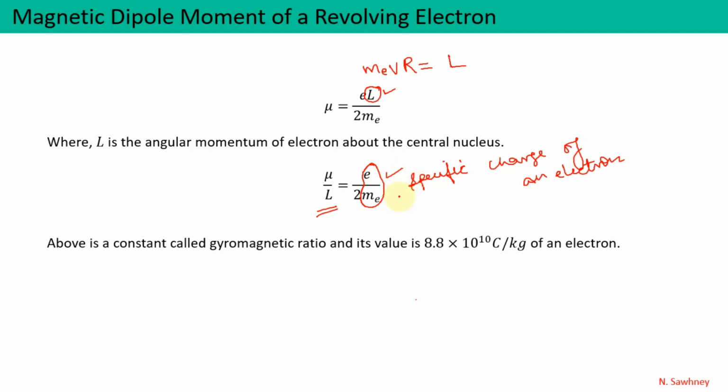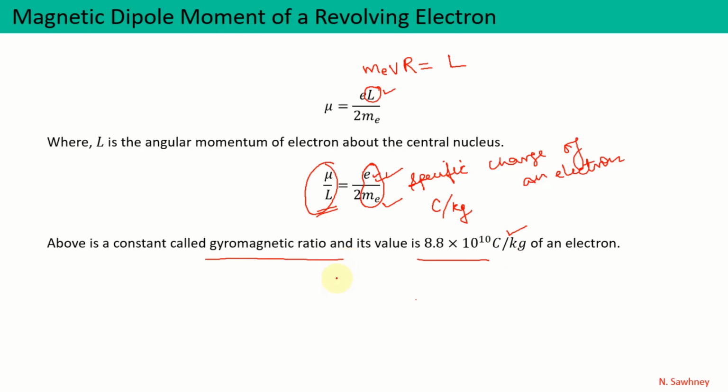Now, if we put down the value of this specific charge of an electron in this expression, we will get this ratio, that is magnetic moment upon angular momentum. This ratio is a constant value and is called the gyromagnetic ratio, and its value comes out to be 8.8 into 10 raised to the power 10 coulomb per kg. We can find its unit from the above expression only, as in the numerator we are having charge. The unit of charge is coulomb and the SI unit of mass is kg. So we will get it as coulomb per kg.